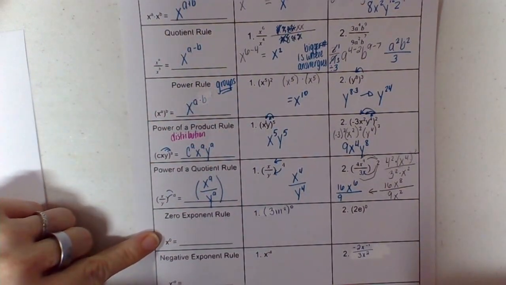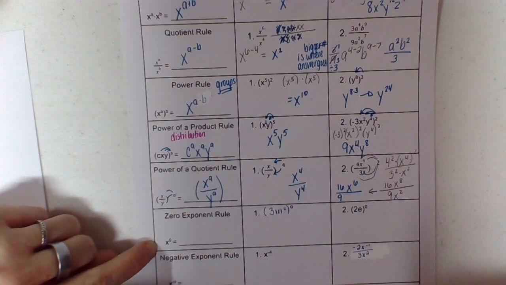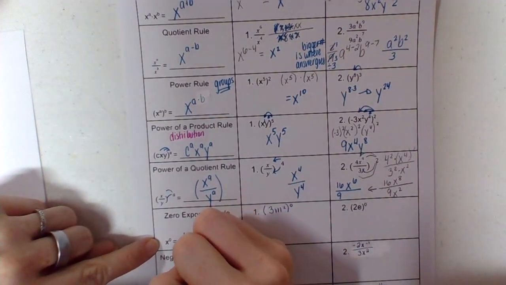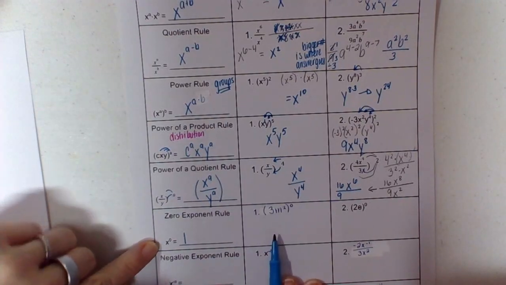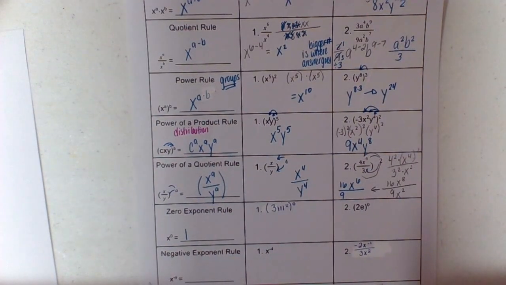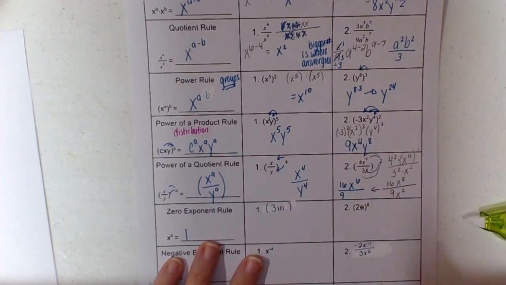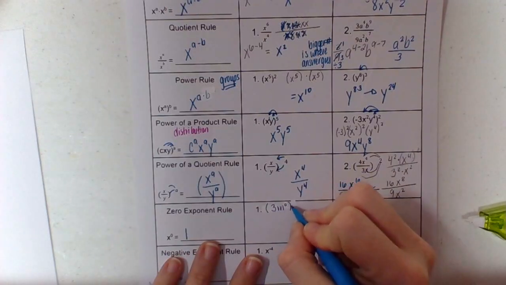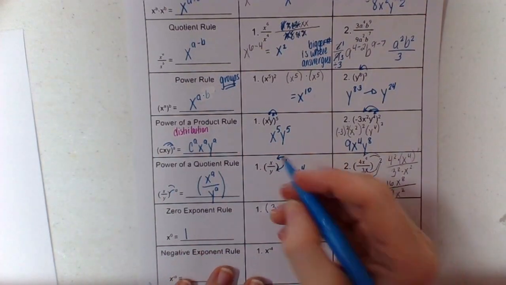Next one's a little bit easier. Zero exponent rule. Anything to the 0 power equals 1. So the way this works, you're going to see this multiple different ways. Let me change this one quick. That way it's more representative of the examples you're going to see.